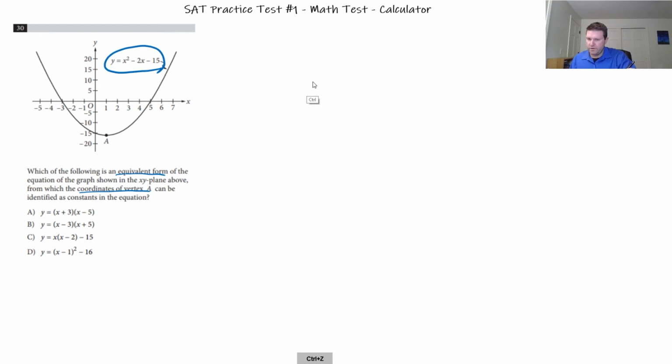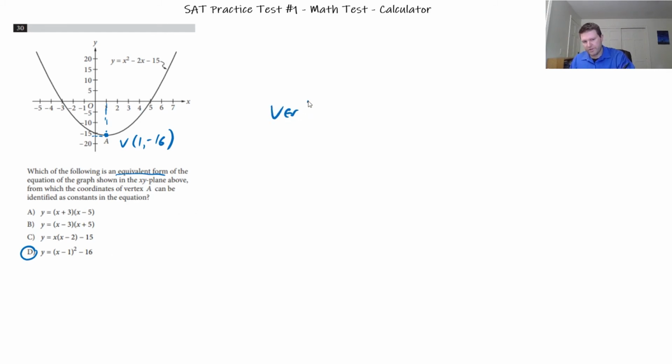Okay, so if you notice the coordinates of vertex A, way down here, just below the 15, it's perfectly on the 1, right? So I would say the vertex would be 1, -16. And which one of these contains that? It's D, because this is in vertex form.